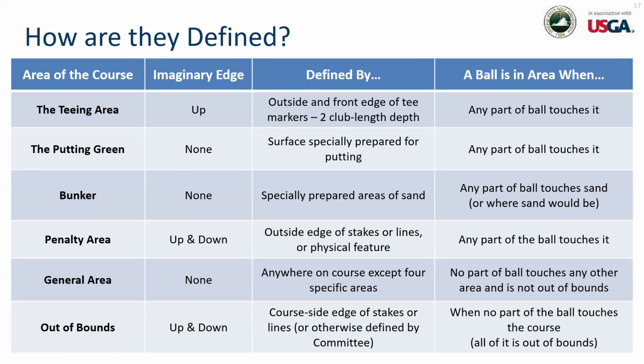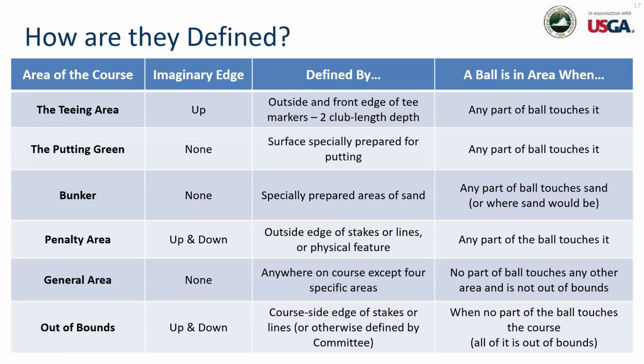Next are penalty areas. Penalty areas are defined by stakes, lines, or physical features. When only stakes are used, the outermost edge of the stakes at ground level define the edge of the area. When lines or both stakes and lines are used, the lines are what define the edge. Penalty area edges extend vertically upward and downward. So if your ball is in a branch overhanging a penalty area, it is considered in the penalty area. Additionally, penalty areas can be defined as yellow or red.